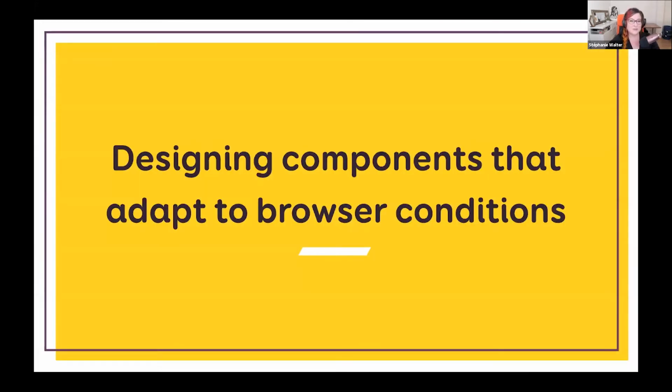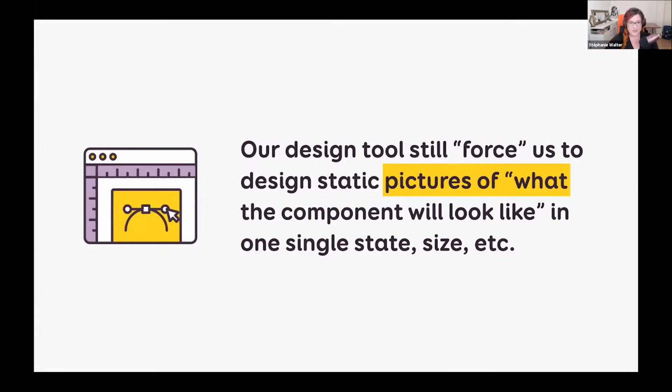When talking about components, and you imagine how our component might adapt, the first thing you usually think about is that we need our components to adapt to browser conditions, like smartphone devices, or having the browser full screen or a little bit smaller. The issue is that ordinary design tools still force us to design static pictures of what the component will look like in one single state size.